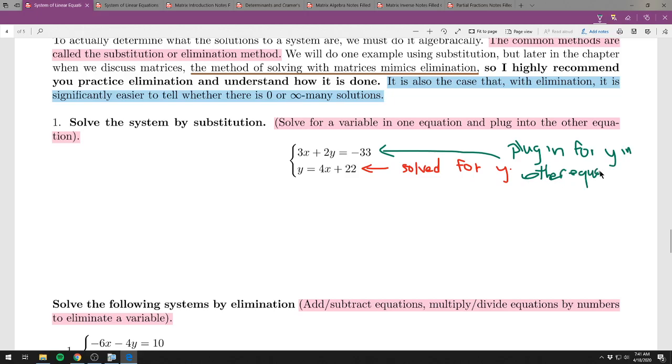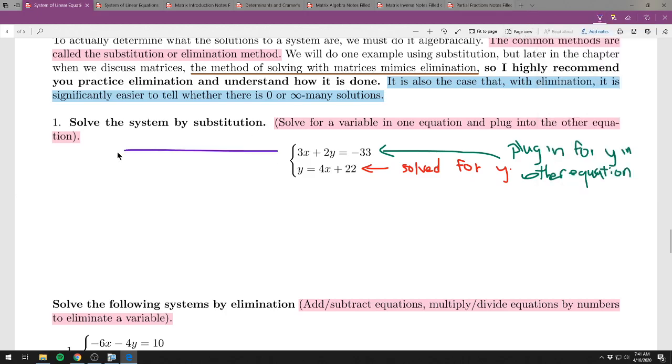Now, I have seen this mistake a couple times with substitution, which is also something that doesn't pop up with elimination. If you solve for a variable in an equation, you can never plug it back into that same equation because it will always give you 0 equals 0. You must plug it into the other equation.